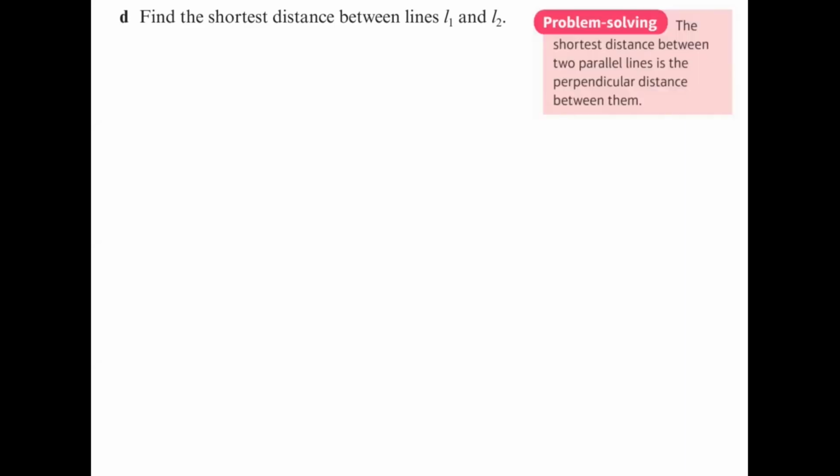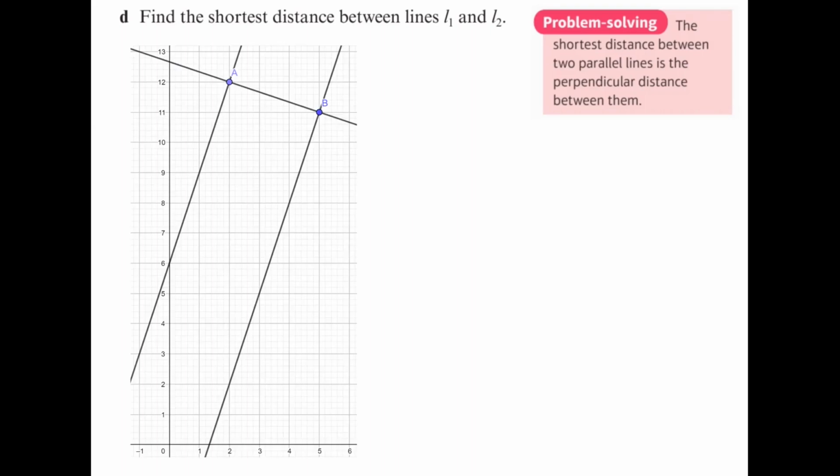So now we need to find the shortest distance between the two parallel lines. And to do that, we take note of the information that is beside the question in the book, which says that the shortest distance between two parallel lines is the perpendicular distance between them. This is a graph of L1 and L2 and the perpendicular with the points marked where they intersect. And as you can see, the perpendicular distance is going to be the shortest.